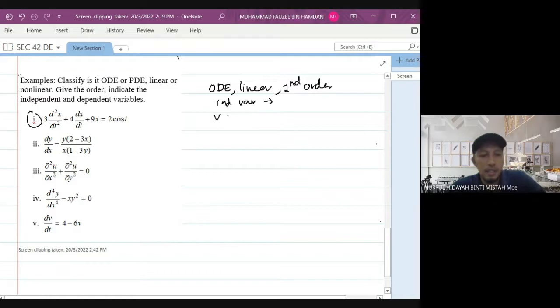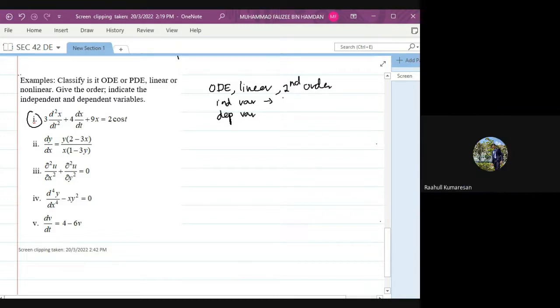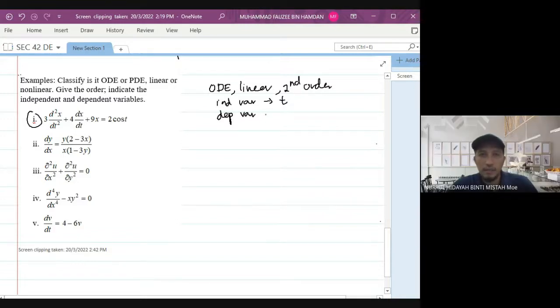What is the dependent variable? What is the independent variable? T. Okay, very good. The independent variable is t, the dependent variable is x.